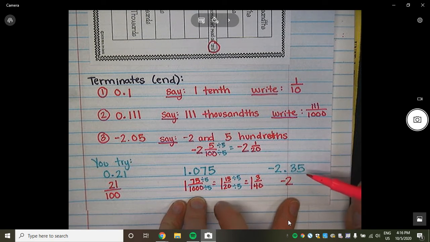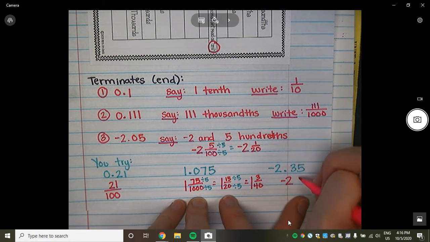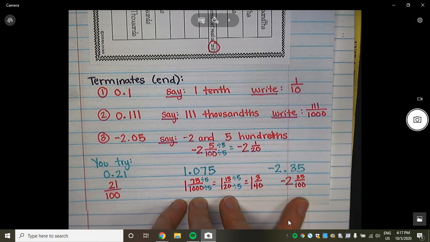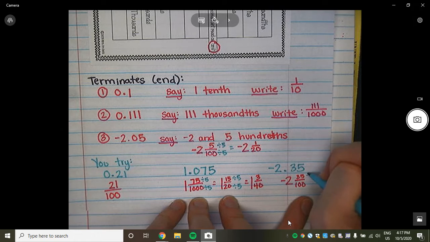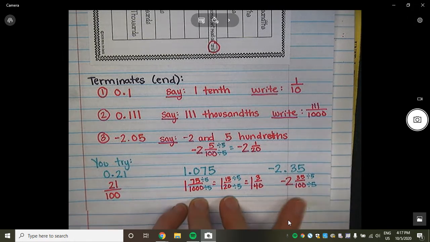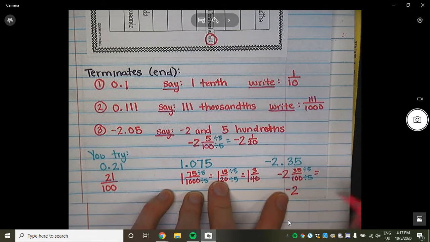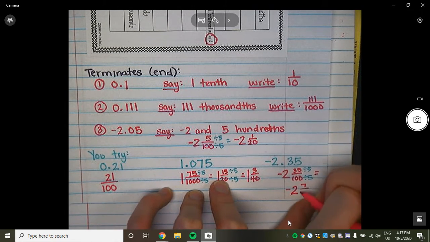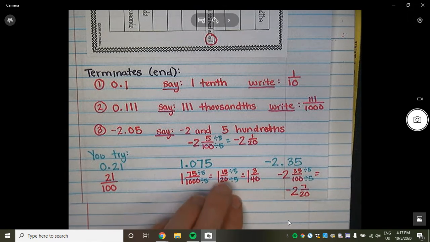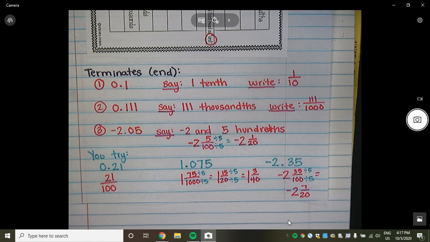and then a 3 and a 5 would end in the hundredths. So I have 35 hundredths. And those, again, are also both divisible by 5. So our final answer is -2 and 7/20. Hopefully your notes look like mine.